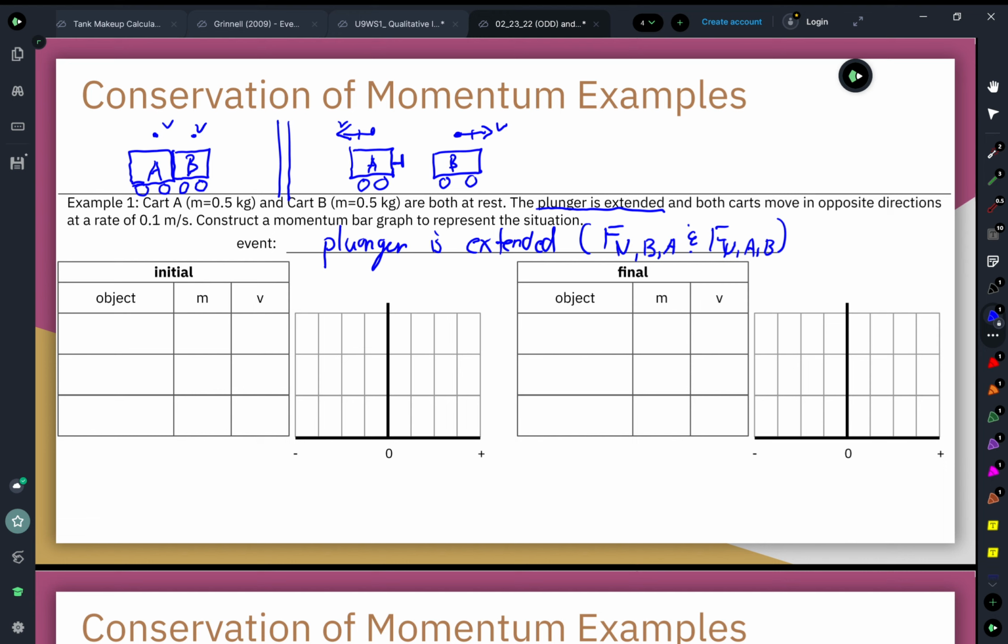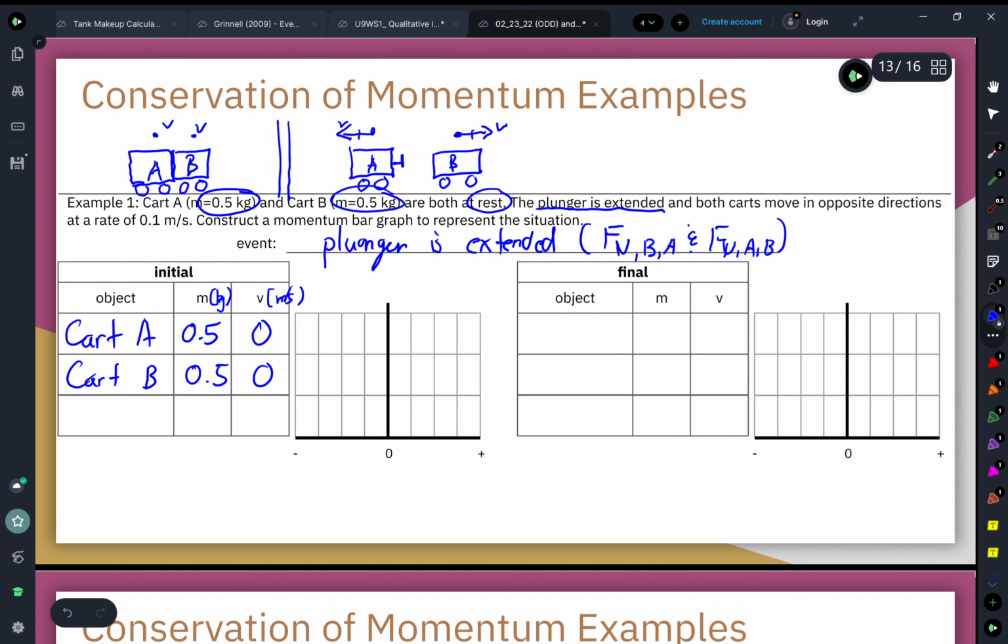The second step, designate objects in the system by listing the object, its mass, and its velocity in the chart. Use variables for any unknown quantities. Well, for my initial situation, which I have set up on the left-hand side, we have cart A. And we are told that for cart A, it has a mass of 0.5 kilograms, and it is at rest. So it has a velocity of 0. Now these masses are all going to be in kilograms, and these velocities should all be in meters per second. We're also told that in the initial situation we have cart B. Cart B also has a mass of 0.5 and a velocity of 0.